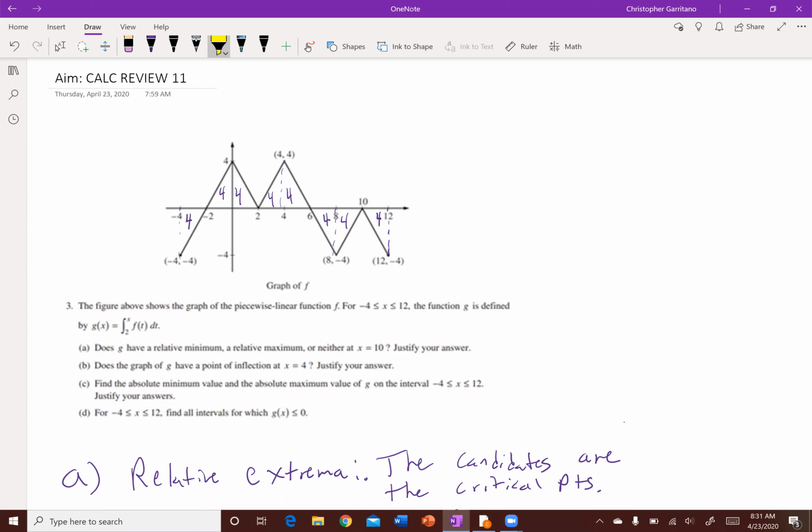Again, with these problems, it's really important to understand exactly what information you're given. Here we're given the graph of f, and we're told that some other function g is defined in this way. So g of x is this definite integral of f. So this means that we're going to need area under the curve, right? Because a definite integral graphically means that we're finding the area under the curve of whatever function we are integrating.